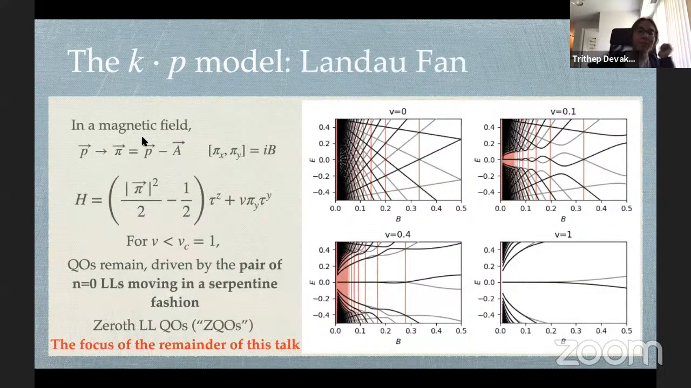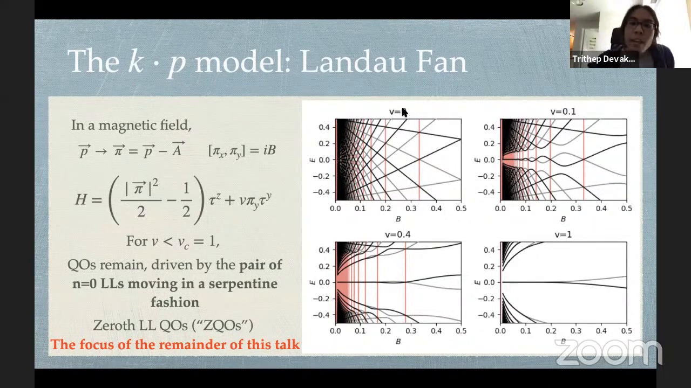We put this model in a magnetic field. We just replace p by pi, which is p minus the vector potential. And these pi's have some non-trivial commutation relation. You do this, you can solve this numerically just by defining raising and lowering operators using these pi's and just truncating the maximum Landau level at some point and just diagonalizing. And you find the spectrum shown here on the right.